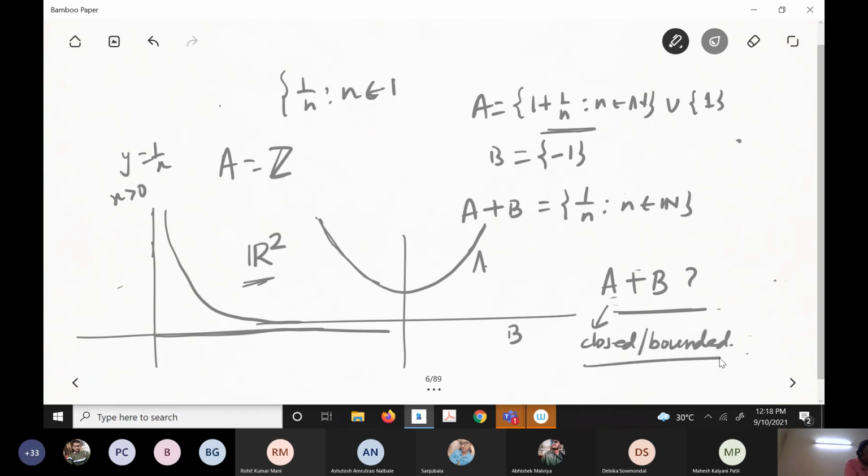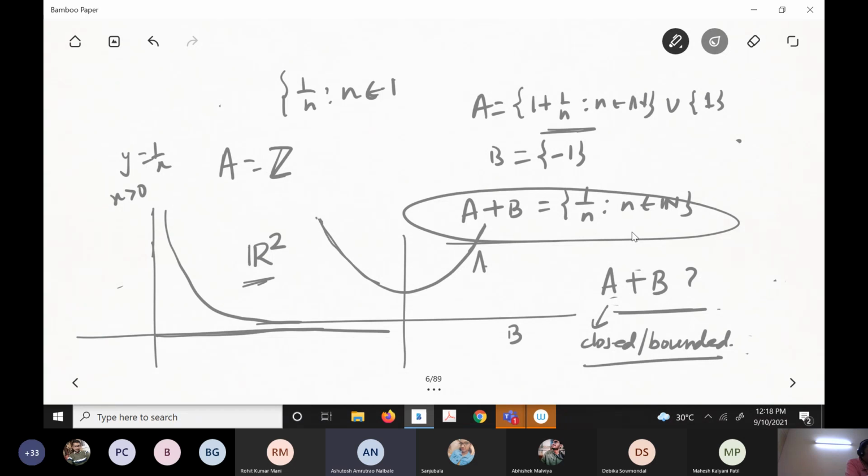Look, the examples you are giving me, this A plus B won't be closed. What is this A plus B? I think you got 1 by n union 0. The reason is I was thinking this B is bounded. It's closed as well as bounded. In fact, you can prove that if one of them is closed and bounded.